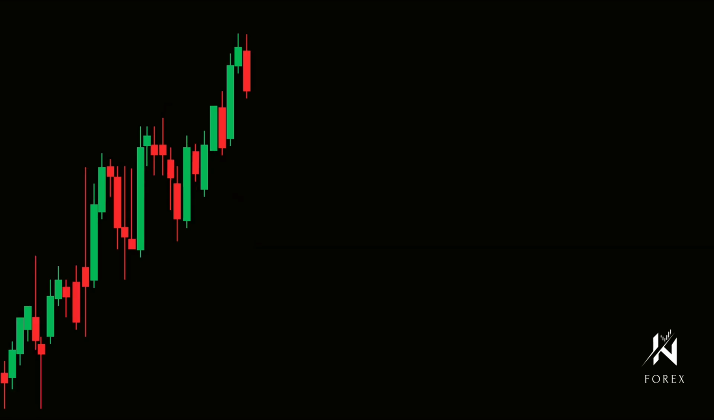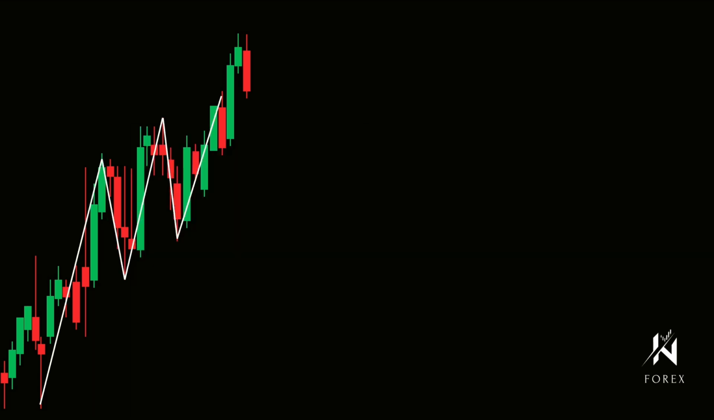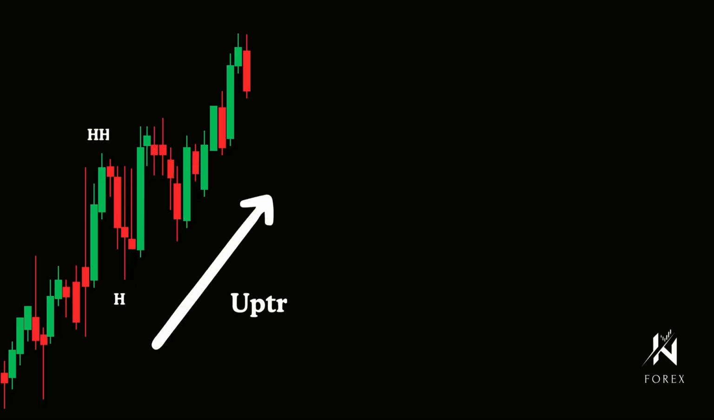Here we have GBP/JPY on the 4-hour chart. Let's apply the first step to determine the directional bias and mark out the key zones. The price action clearly shows a sustained uptrend, with consecutive higher highs and higher lows, consistently breaking structure to the upside. The prevailing sentiment is bullish, so we will only consider long trade setups.